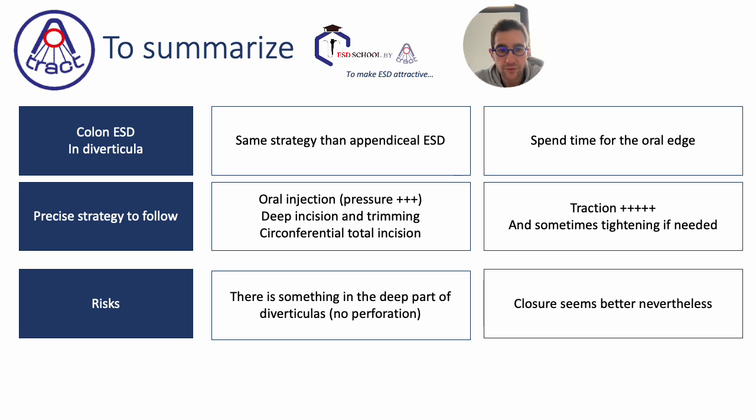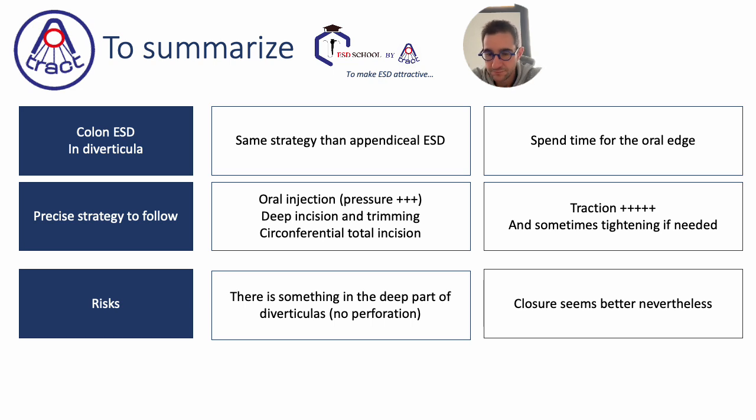And finally, to summarize, colon ESD is feasible in diverticula. We use the same strategy as appendiceal ESD. You should spend time on the oral edge. It's one of the keys to success. A precise strategy should be followed: oral injection, under pressure, deep incision and trimming, circumferential total incision, and traction.